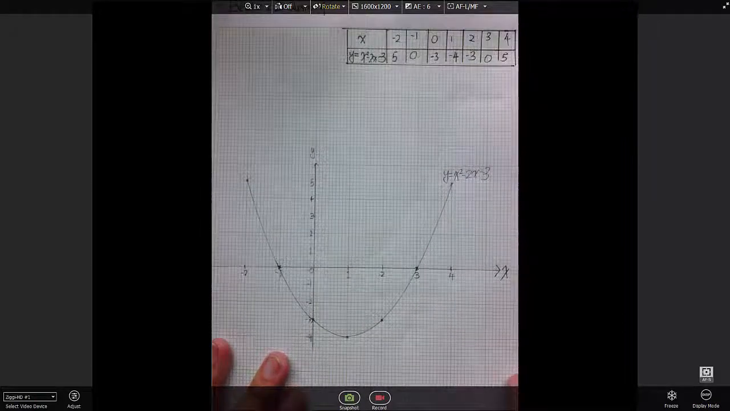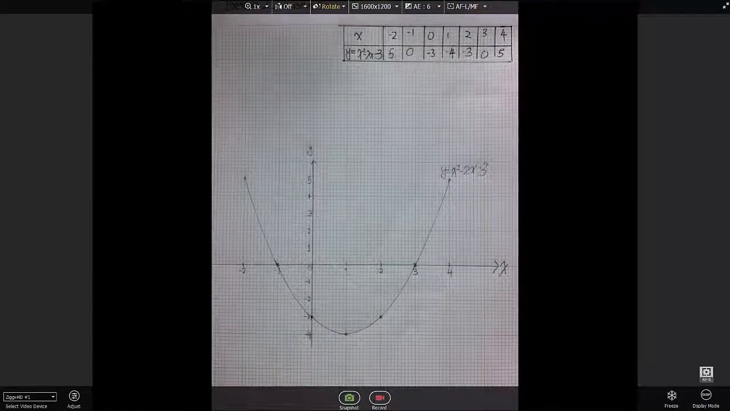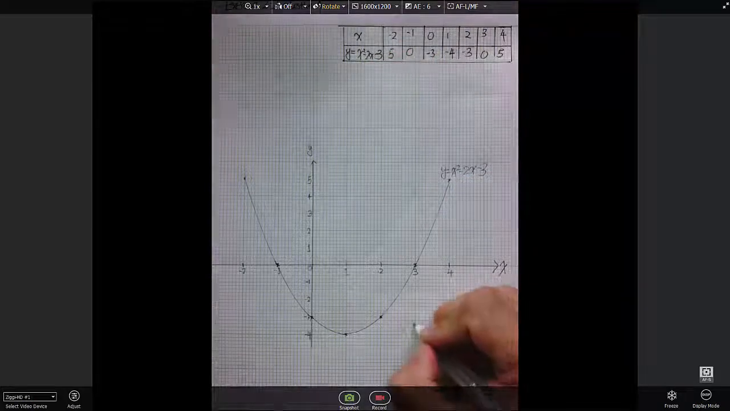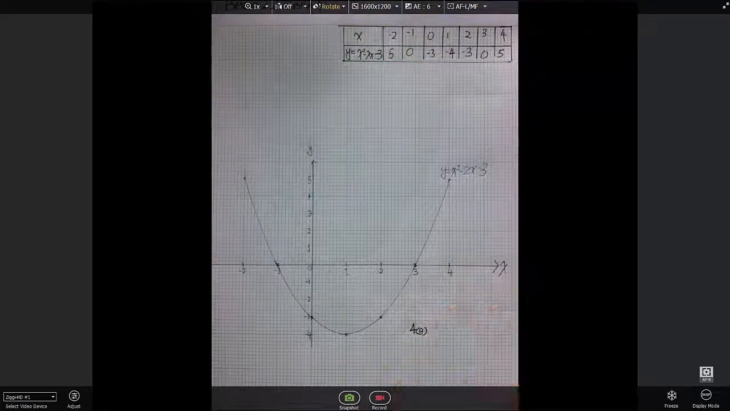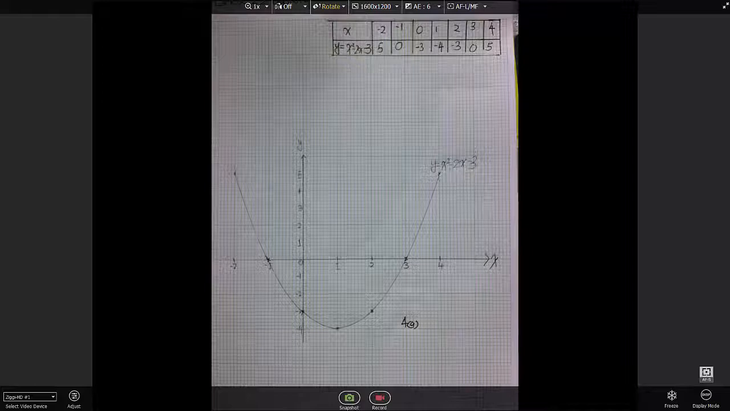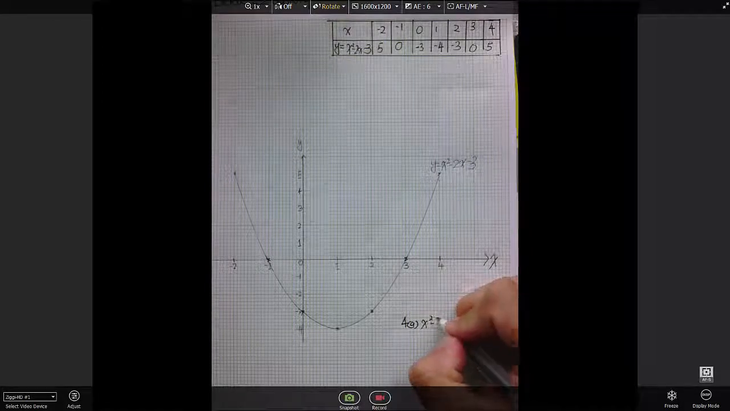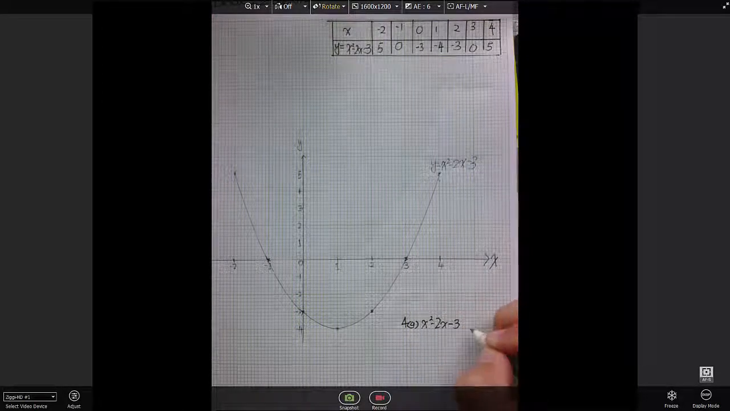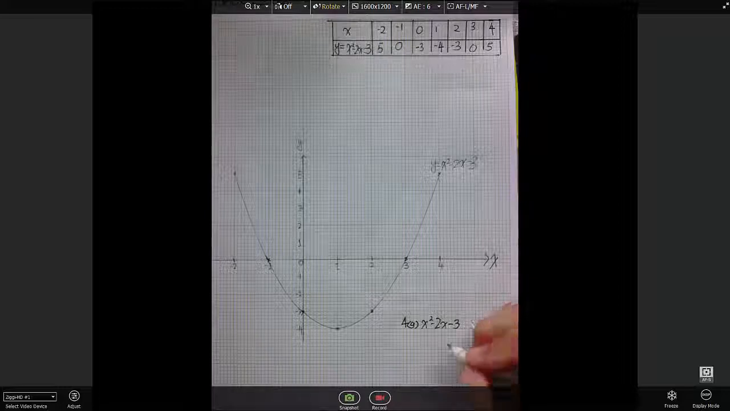Everything is set for us to go and do the next part. The next part is this: use your graph to solve the equation x squared equals 2x plus 3. Remember, this work is done in pen. So for 4a, y equals x squared minus 2x minus 3. No, x squared equals 2x plus 3.